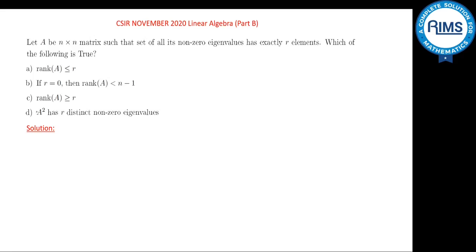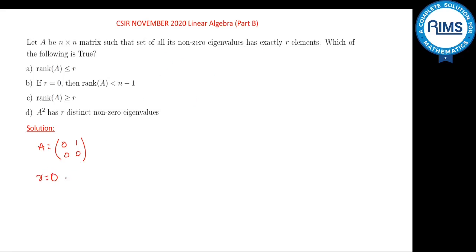For that, I consider a matrix capital A equal to [0, 1; 0, 0]. This is an upper triangular matrix with all its diagonal entries 0, and we know that an upper triangular matrix with all its diagonal entries 0 is a nilpotent matrix, and all the eigenvalues of a nilpotent matrix are 0. So here r equal to 0. What is r? r is the total number of non-zero eigenvalues of that matrix.